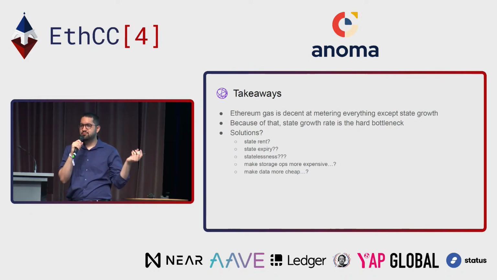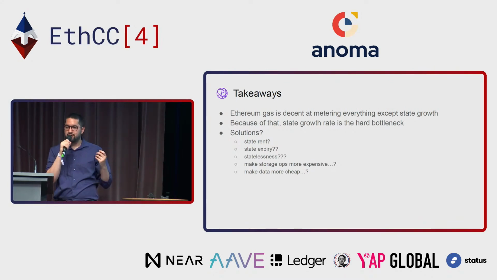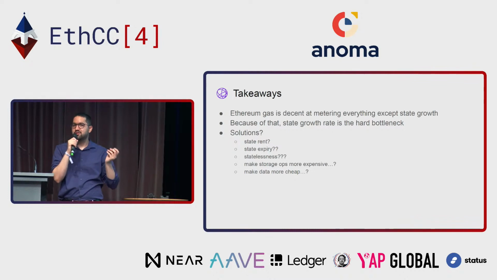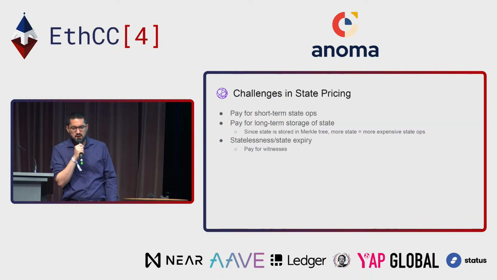You could just make storage operations more expensive, which there have been several EIPs to do. Or you could make call data cheaper. If you make it cheaper, then people are going to use more call data, less storage. Okay. Now, what are some challenges in pricing the state?